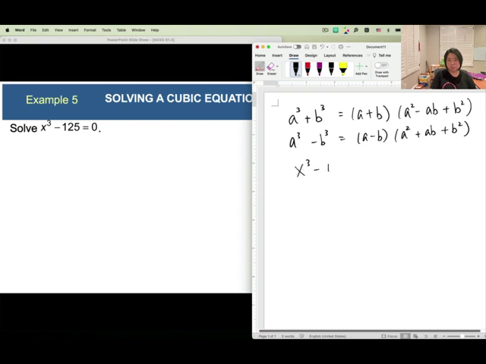x cubed minus 125 equal to 0. So this is going to be 125. I could break it down, divided by 5, divided by 5, divided by 5. So I have 5 to the power of 3. I'm going to use the second formula. I'm going to use this one.